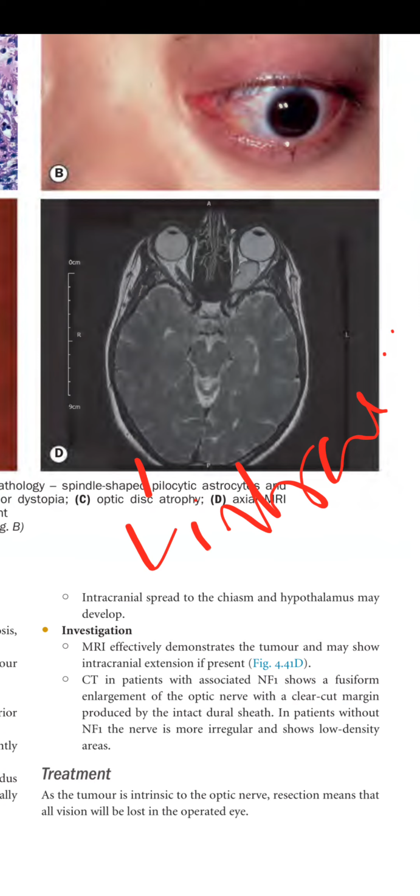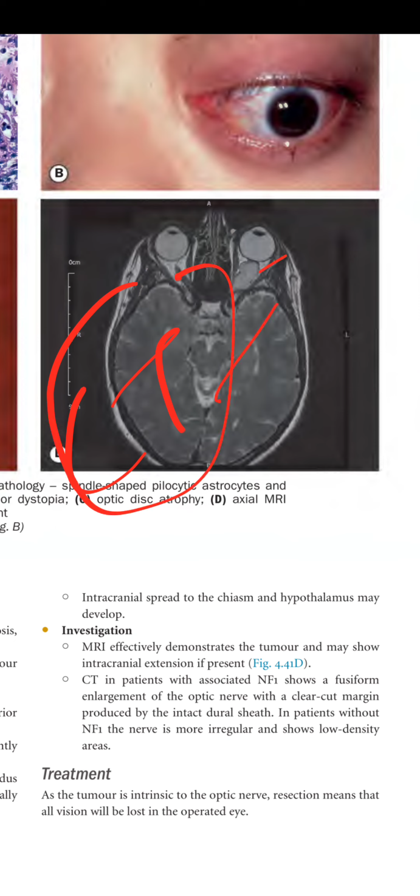So what do we do? MRI. The MRI effectively demonstrates the tumor and may show intracranial extension if present. CT in patients with associated NF1 shows a fusiform enlargement of the optic nerve with a clear-cut margin produced by the intact dural sheath. In patients without NF1, the nerve is more irregular and shows low density areas. So very important is the difference on the CT.